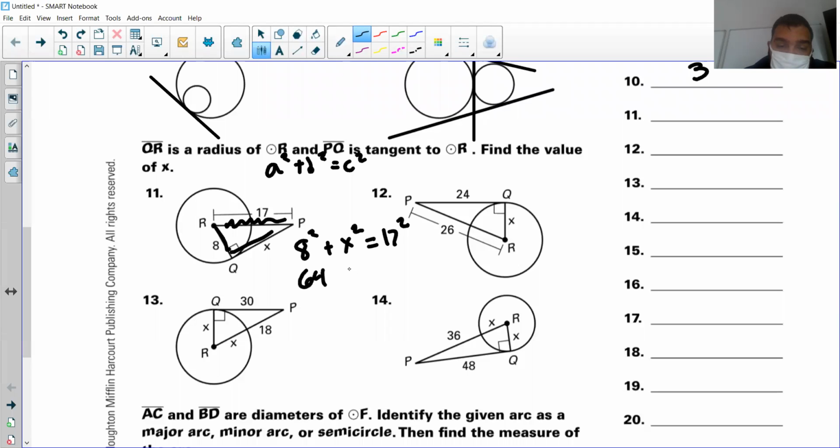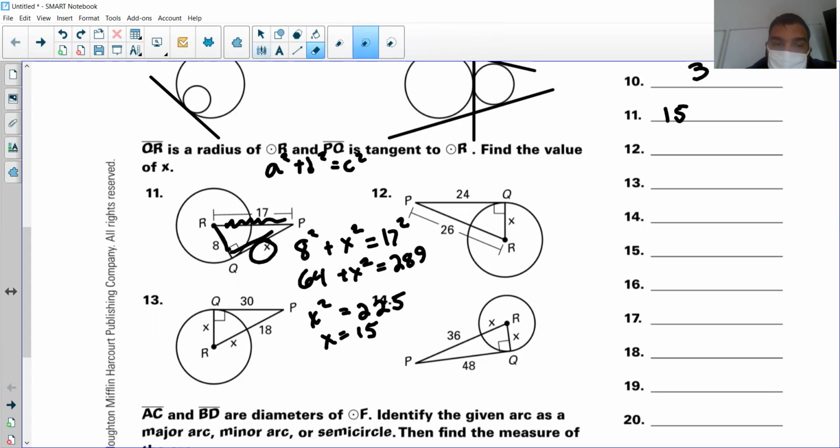So 64 plus x squared equals 289. Subtract 64 on both sides, x squared equals 225. Square root both sides, x equals 15. So this x over here should be 15. Again, you're just using the Pythagorean theorem.